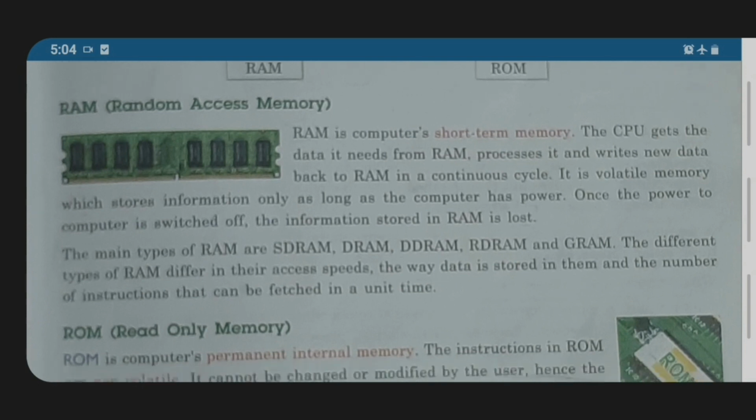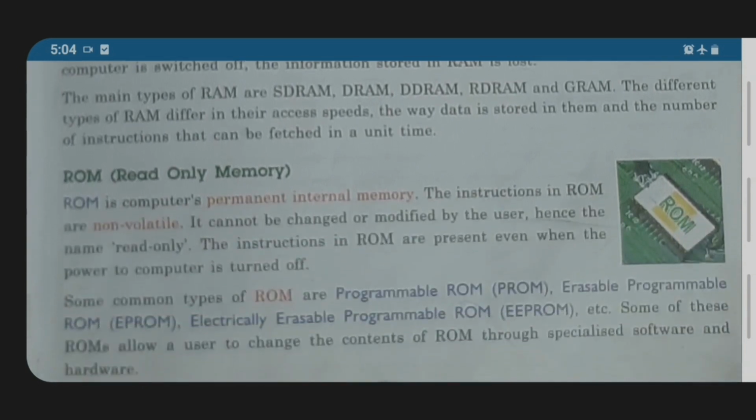Next is ROM, read-only memory. A ROM is a computer's permanent internal memory. The instructions in ROM are not volatile. It cannot be changed or modified by the user, hence the name read-only. The instructions in ROM are present even when the power of the computer is turned off. Even if the computer's power is turned off, whatever we store in the ROM will never go off. Some common types of ROM are PROM, programmable ROM, erasable programmable ROM, electrically erasable programmable ROM, etc.